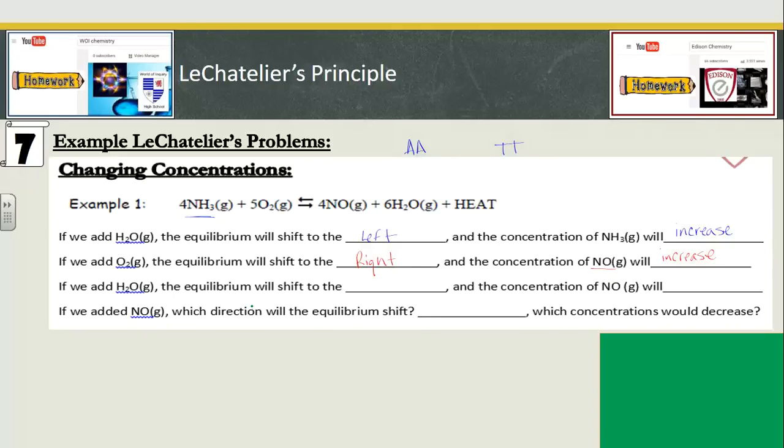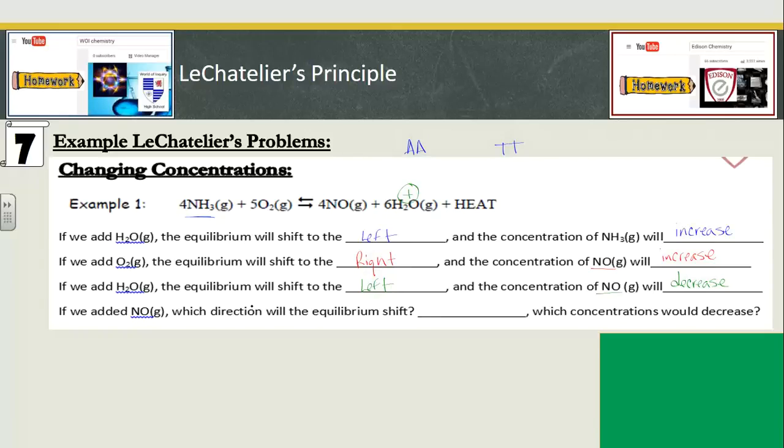If we add H2O gas, equilibrium will shift to the left, away from what is added, and the concentration of NO, NO's on the right, will decrease. The arrow that I'm drawing under the reaction is the direction the equilibrium shifts, and it increases the concentrations in the direction that it points and decreases the concentrations in the direction that it's pointing away from.